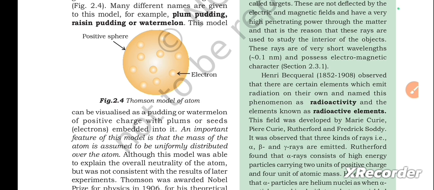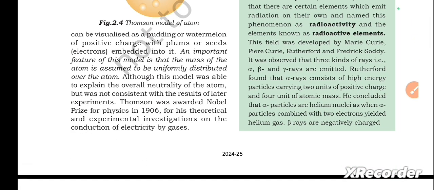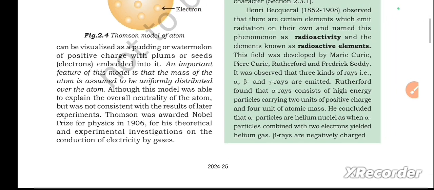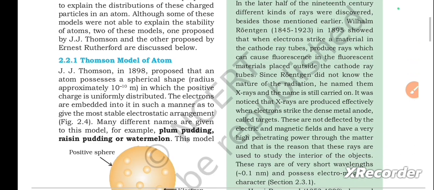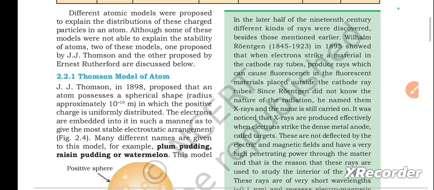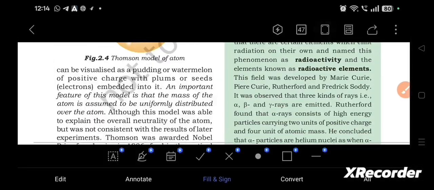Although this model was able to explain the overall neutrality of the atom, it was not consistent with the results of later experiments. Thomson was awarded the Nobel Prize for Physics in 1906 for his theoretical and experimental investigations on the conduction of electricity by gases. Okay, so here is a green box. Let's see what's there in it.